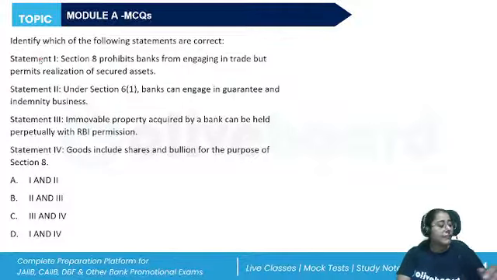Again, we have a multiple selection question. Take your time, read the statements carefully, and then answer. Identify which of the following statements are correct. Section 8 prohibits the banks from engaging in trade but permits realization of the secured assets. Section 6, subsection 1, banks can engage in guarantee and indemnity business. Immovable property acquired by a bank can be held perpetually with RBI permission. Perpetually means on a continuing basis. And goods include shares and bullion for the purpose of Section 8. I think you can easily answer this question now.